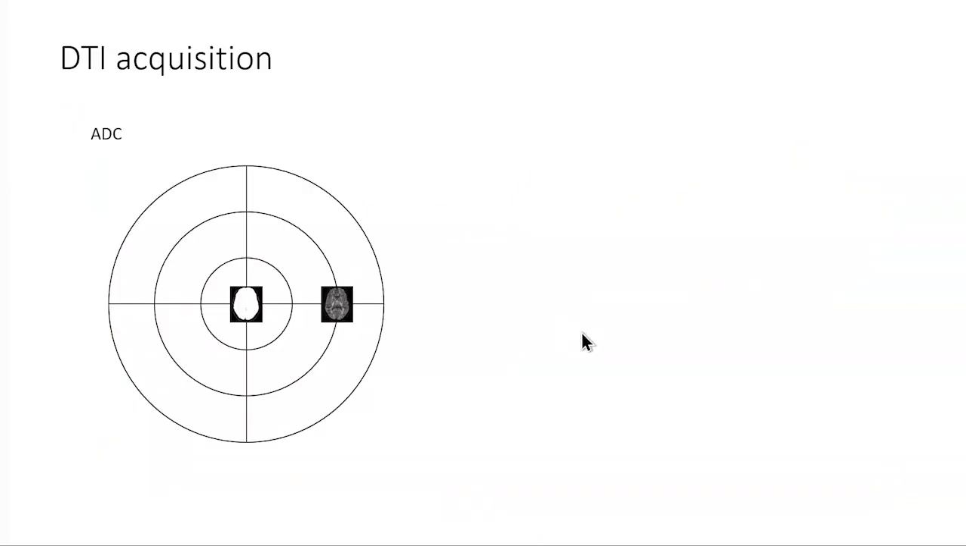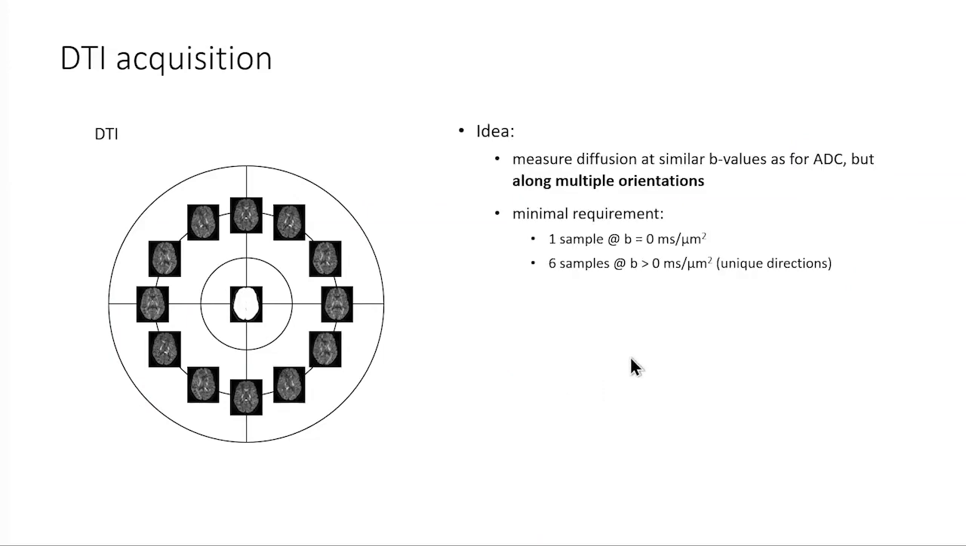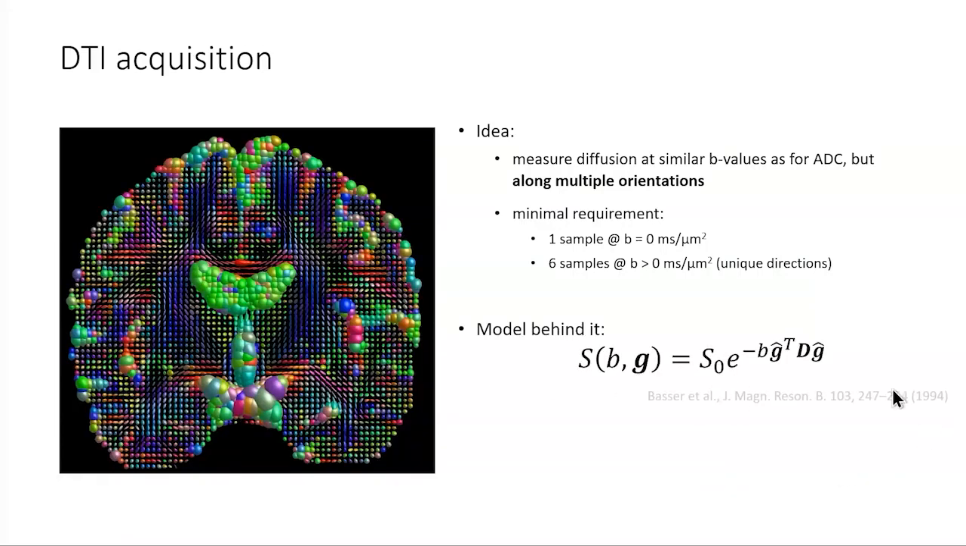Okay, so let's make it a little bit more interesting. So we had the simple ADC measurement, and now what we can do is add multiple directions and make it into a DTI sequence. So we will still keep the relatively low b-values of ADC, and we will also use relatively low amounts of directions. So the model behind it is very similar to the ADC model, but now the diffusion coefficient has become a tensor, and we also have to take into account the gradient orientations.